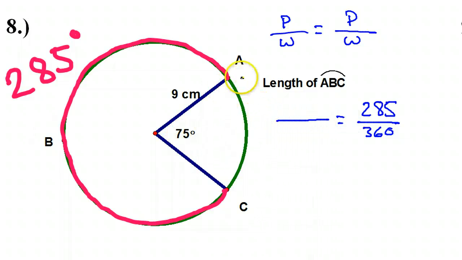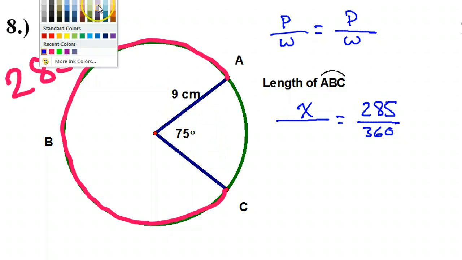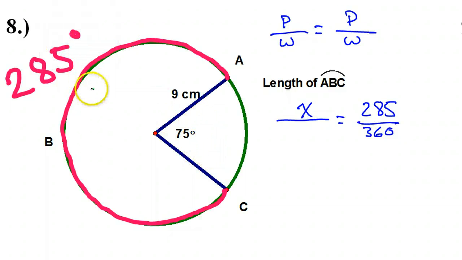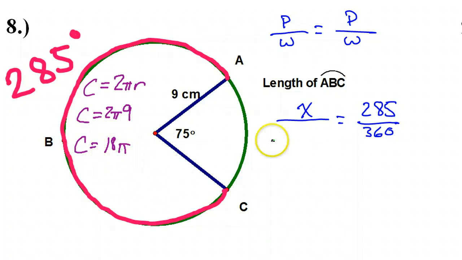We're supposed to be finding the length of this now pink arc. We don't know what that is, but that is the partial length. The length of the entire circle is also known as the circumference, so let's calculate that off to the side. The circumference formula is 2 pi radius. In this case, that's 2 pi times 9, so that is 18 pi. That goes right here.